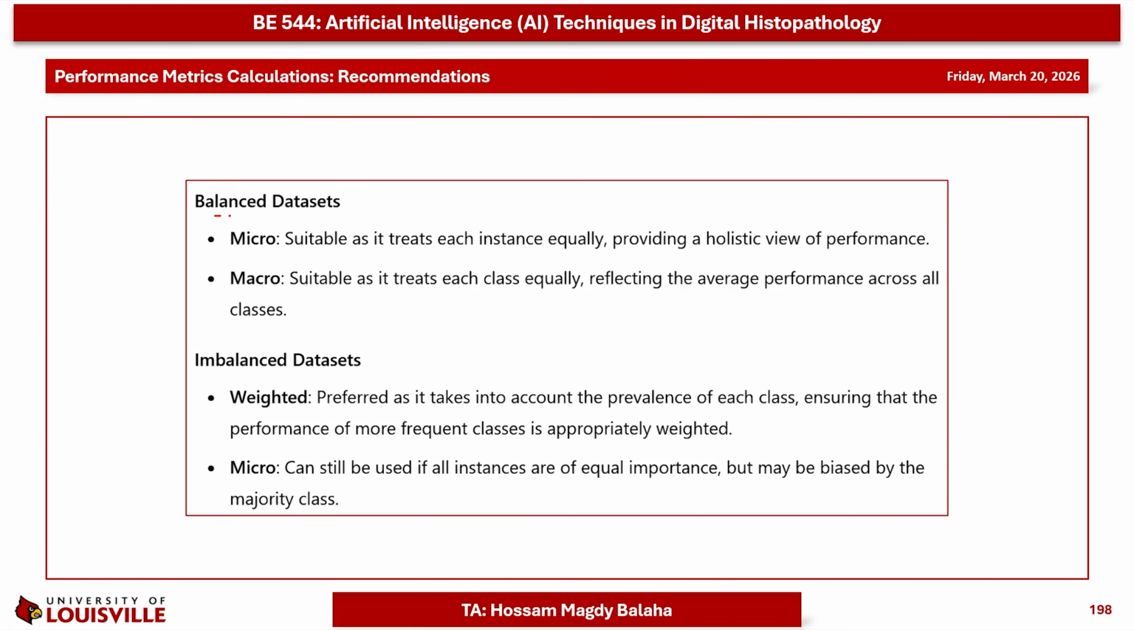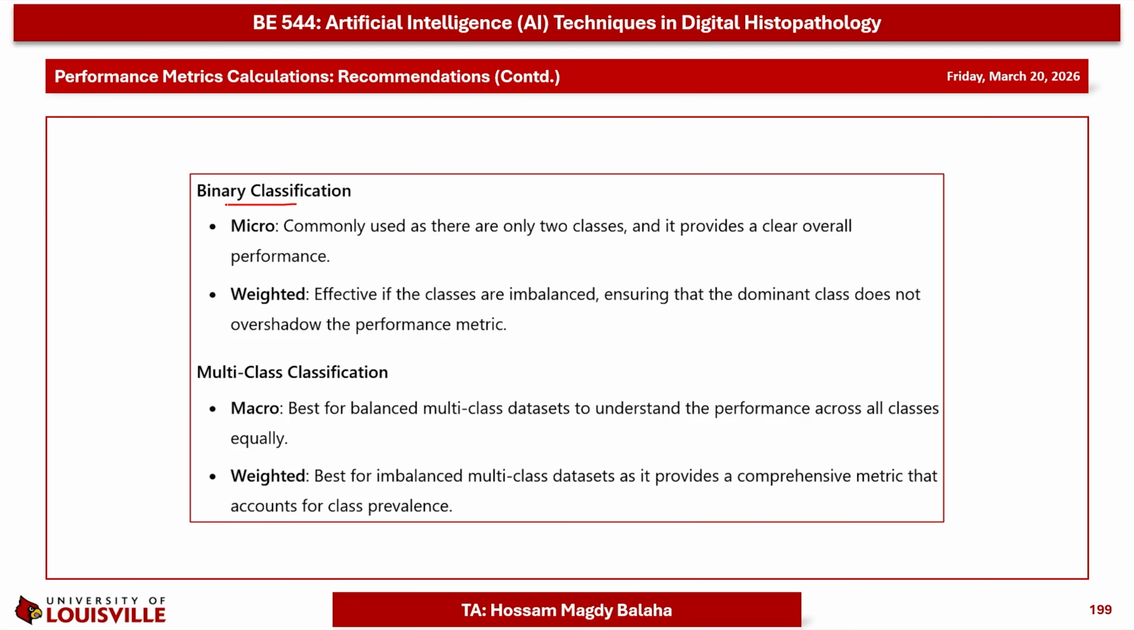So for balanced data sets, you can use micro or macro. And for imbalanced data sets, you can use weighted and then micro. For binary classification, it's recommended to use micro and weighted. And for multi-class classification, you can use macro and weighted.